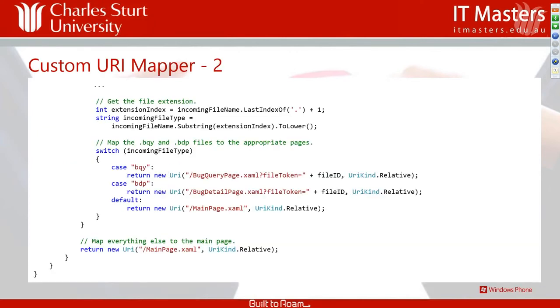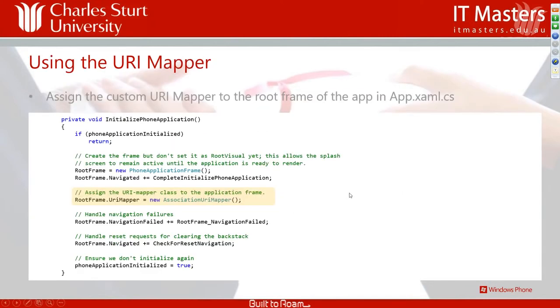Once we've got the file name, we can actually query the extension to determine which page we're going to launch. In actual fact, we've got two file types here. We've got the BQY and the BDP, and they're going to launch the bug query page and the bug details page respectively. And the other file type will just launch the main page of the application. Now, one thing that you do need to remember to do is to wire up the URI mapper into the root frame, and essentially that makes sure that when the application launches, it can handle those particular file types, and it'll use the URI mapper that you just created.